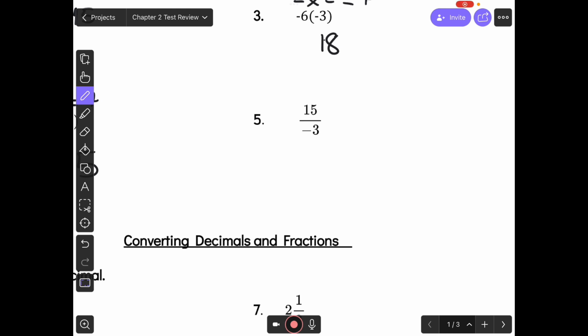15 over 3. Whenever we divide fractions, that numerator goes inside, denominator outside. I have a positive over a negative. Different signs mean this is going to be a negative answer. 3 doesn't go into 1, but it does go into 15 exactly 5 times. I should have negative 5 for an answer.